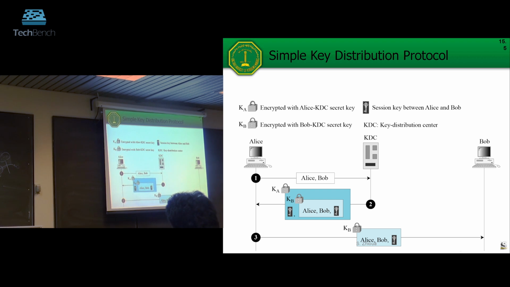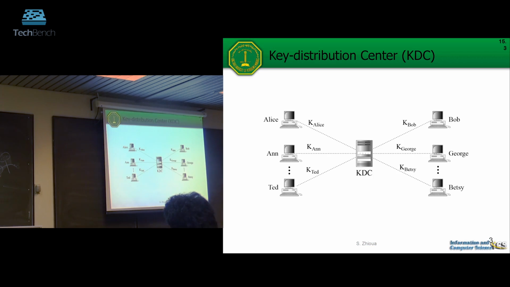So how does Bob know KB? It's his key. KB encrypted with Bob KDC secret key. So KB is the Bob KDC secret key. We assume that basically in the previous slide we said KDC shares a secret key with every user. This is the assumption.